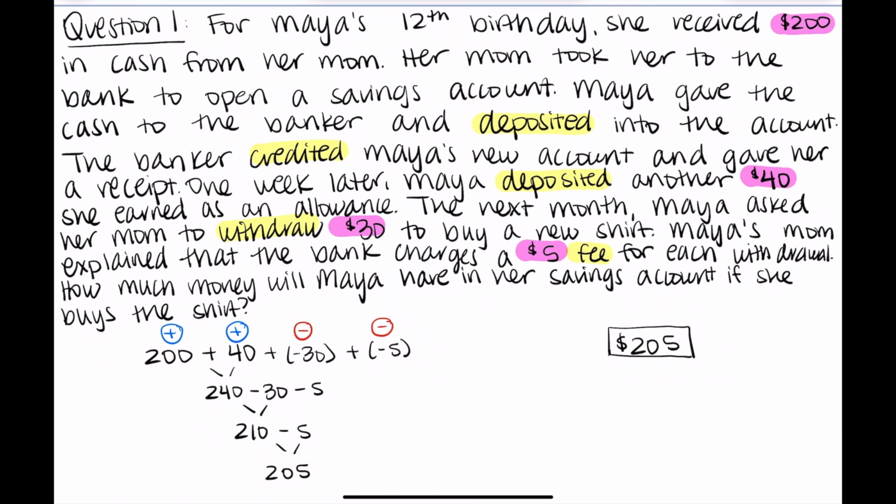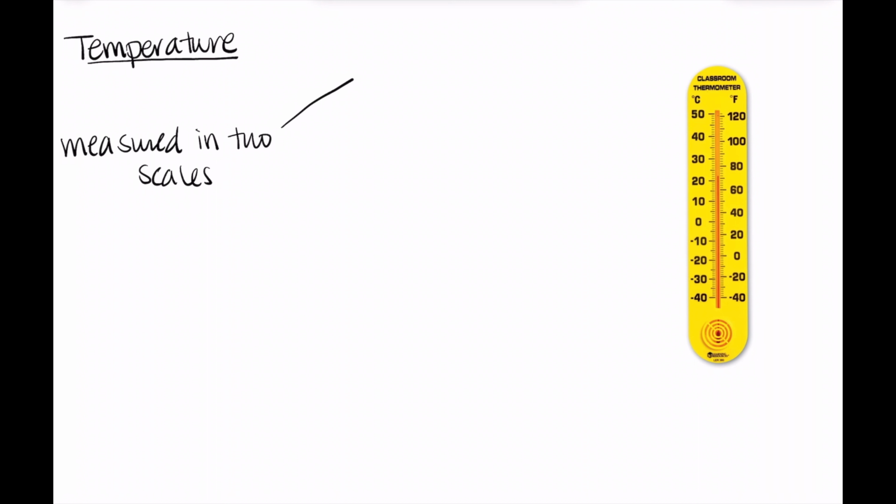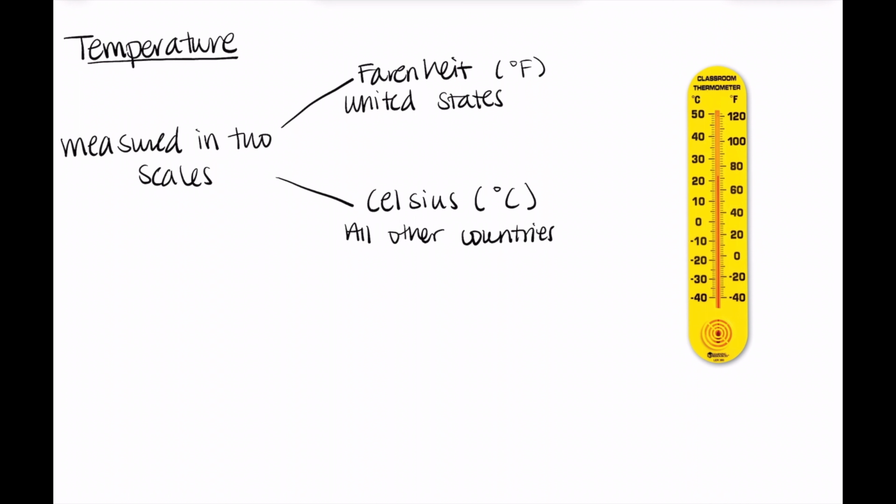All right, you guys, now that we've gone through our first type of question, which was the banking question, now we'll get into our second type of question, which will deal with temperature. Now, as I mentioned in the intro, temperature is measured in two scales. It's measured in Fahrenheit here in the United States, and it's measured in Celsius pretty much everywhere else in the world. And we will do examples with both types just so you guys are familiar with both.